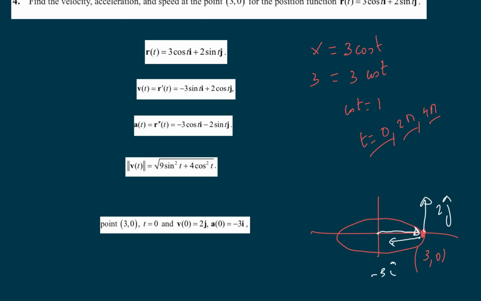Finally, we know how to find the speed at the position (3, 0). At the position (3, 0), which is t equals 0, the speed will be the square root of 9 sine squared of 0, which is 0, plus 4 cosine squared of 0, which is 1. The square root of 4 is 2, so the speed is 2. We see here that 2j is the vector velocity at t equals 0, so the magnitude of 2j is 2. So the problem is done. Let's go to the next problem.